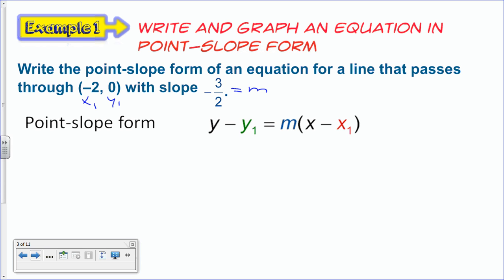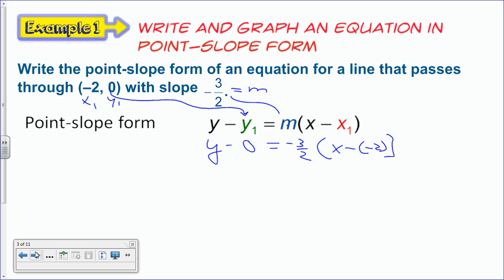Okay, so I'm going to take this 0 and plug it in for that y right there. So y minus what? 0. What am I going to plug in for m? Okay, so -3/2. I'm going to put a parenthesis, x minus -2. Okay, now this gets a little tricky. I got to put that in parentheses. Can you tell me why? To separate the negative from the minus. Yeah, good. Keep the minus separate from your negative sign.